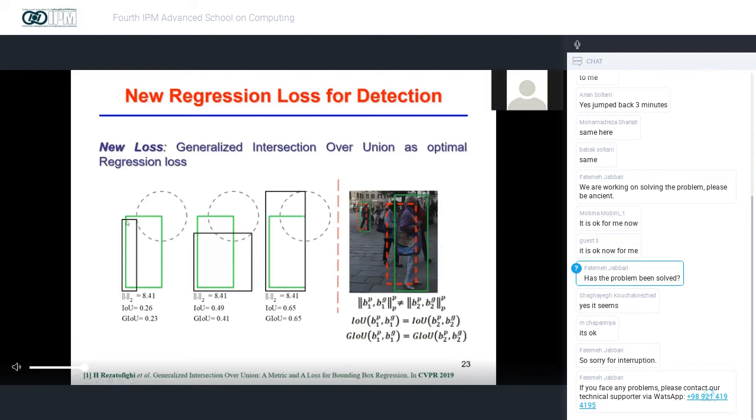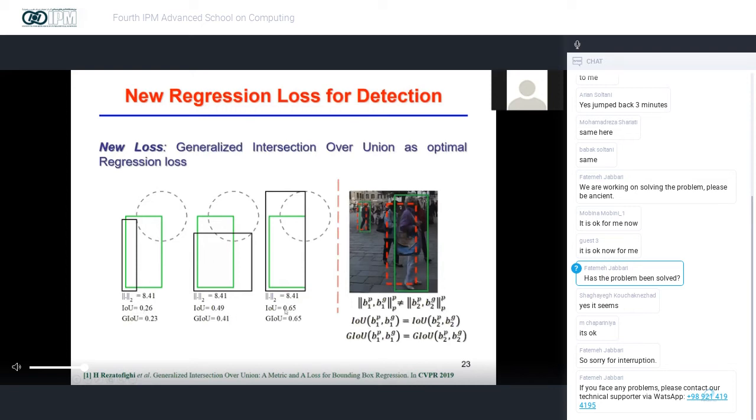You can show that for any prediction where the other corner is located on the circle, it has exactly the same distance to this corner. Therefore, your loss would be identical for all three. But if you measure the intersection over union, it would be significantly different.